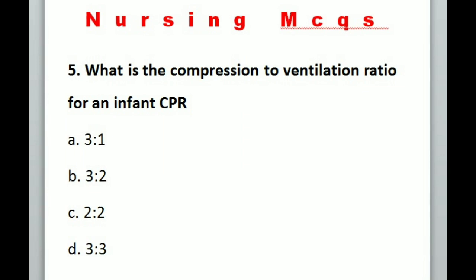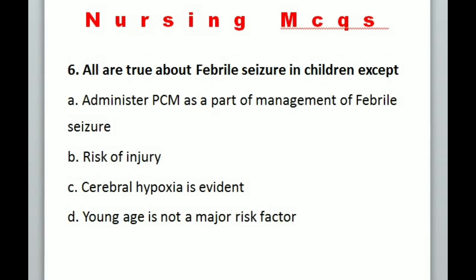5. What is the compression to ventilation ratio for infant CPR? A. 3:1. B. 3:2. C. 2:2. D. 3:3. Correct option is C. 2:2.